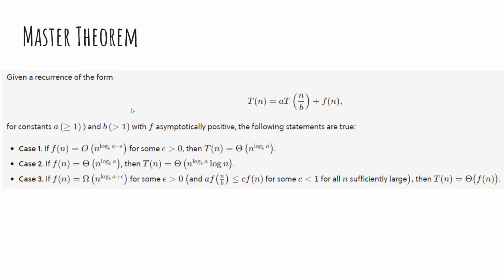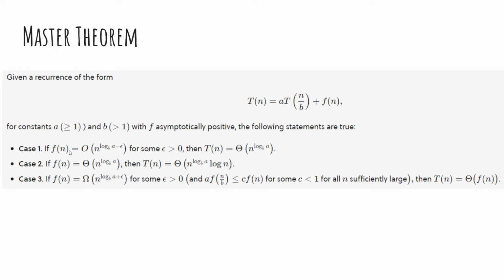So basically, if you're given a recurrence of the form T(n) = a·T(n/b) + f(n), note that this is T(n) divided by b and not n minus b. In this case, we can have three cases. We'll have a, b, and f(n), right?